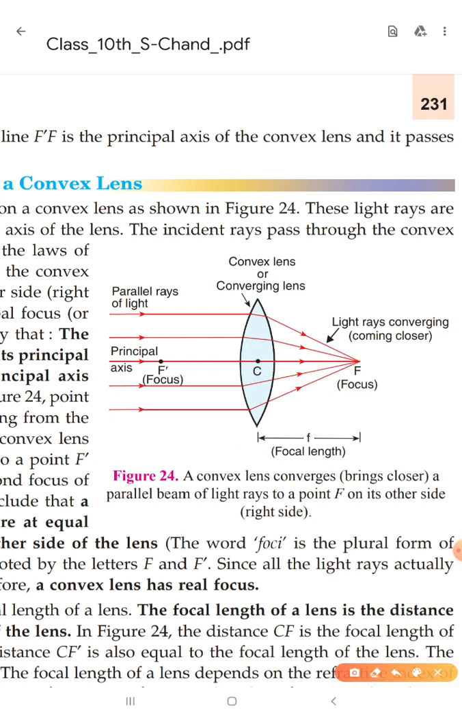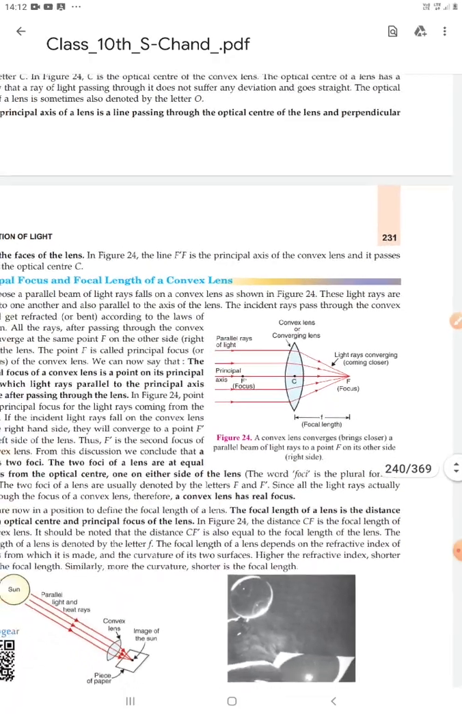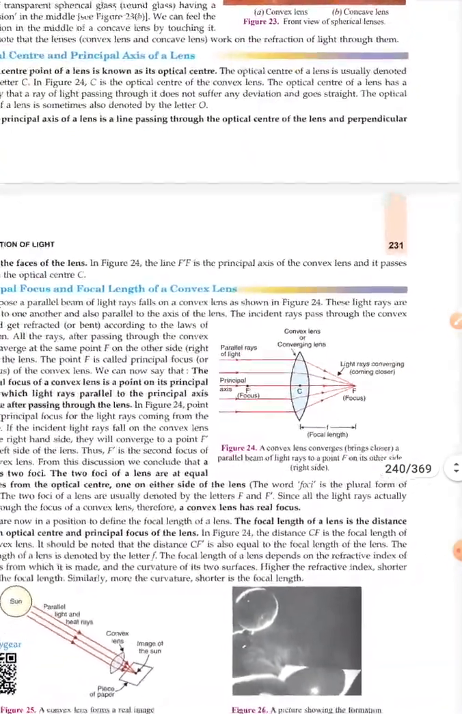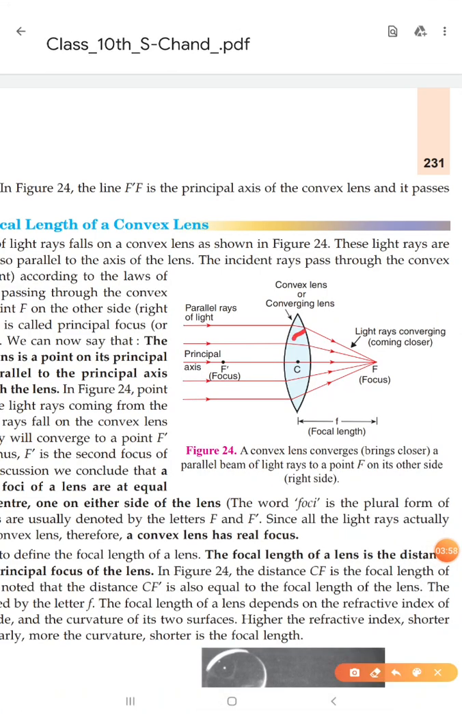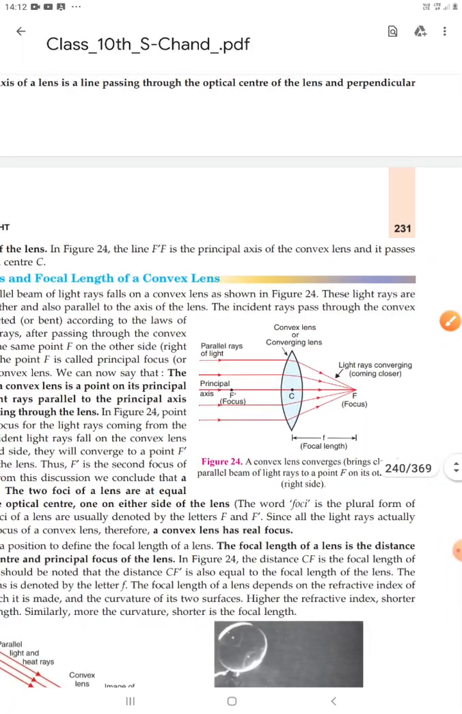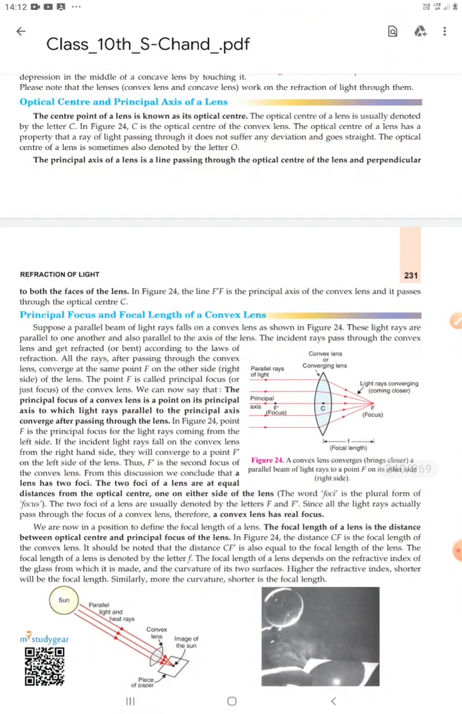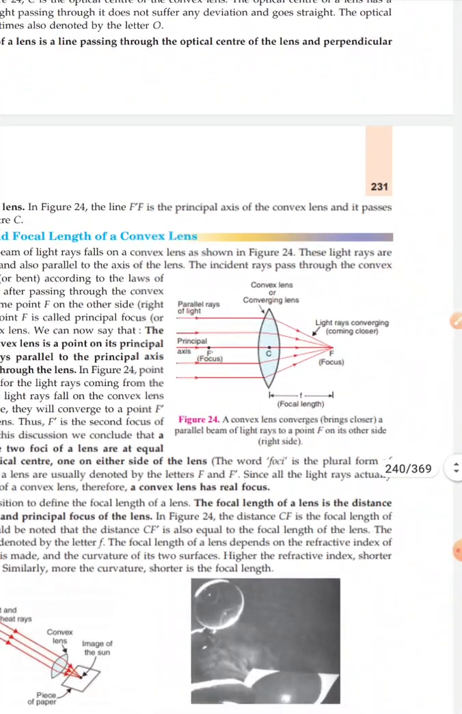Now about the principal focus. To find the principal focus, we have to do one thing: we incident a light ray parallel to the principal axis. After refraction through the lens, it cuts one point of the principal axis. That point is called the principal focus of the convex lens. The principal focus of a convex lens is a point on its principal axis to which light rays parallel to the principal axis converge after passing through the lens.